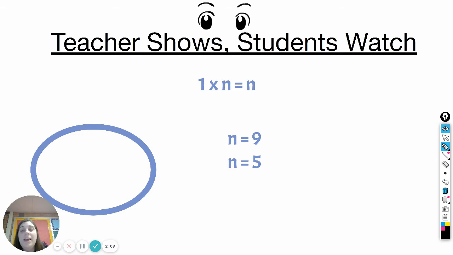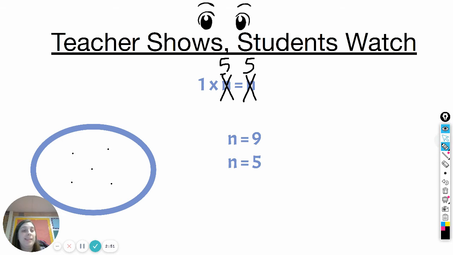I'm going to go ahead and clear that. Now let's try it with 5. I'm going to cross that out, cross that out. I'm going to say that it equals 5. If that equals 5, this one has to equal 5 as well. Let's put 5 dots in. 1, 2, 3, 4, 5. One group of 5 equals 5. So pretty much when you're multiplying by 1, it doesn't matter what number you multiply, the answer is always going to equal itself, okay? Even if I do 1 times 1 million, I'm only going to have one group of 1 million. So I'm going to have 1 million, okay?